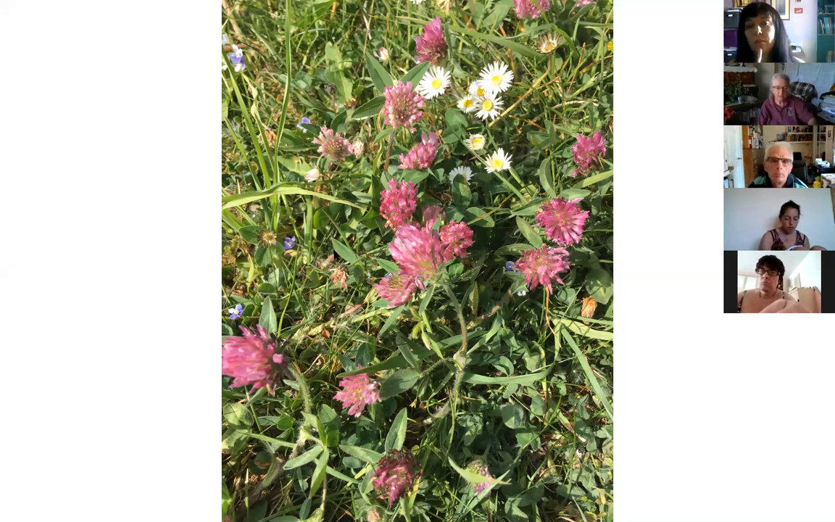All of the pea family have nodules on their roots, little lumps, which have bacteria inside them, which fix nitrogen from the air into a soluble form that the plants can take up. So they're vitally important to soil fertility.